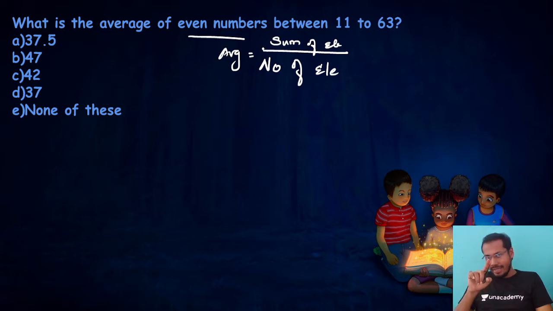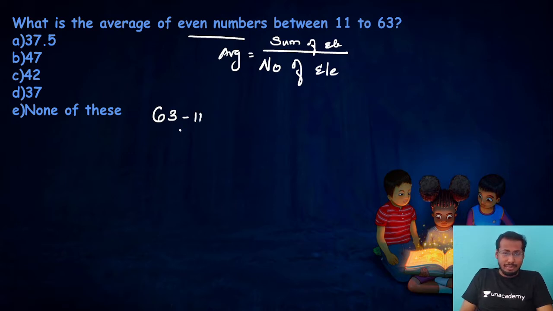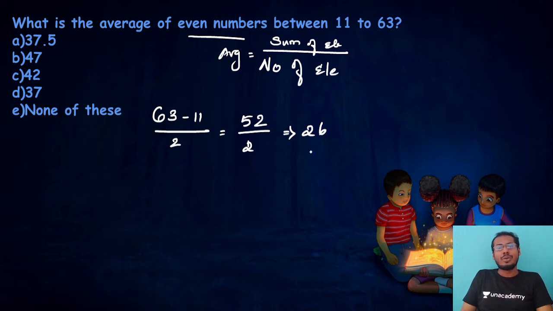So how many elements are there between 11 to 63? First of all, we need to know that. So I will use this method, 63 minus 11. There are so many numbers, but they need the even numbers, so divide by 2. Alternate numbers are even numbers, correct? So 63 minus 11 is 52, correct? So 52 divided by 2 is 26. So totally the number of elements is 26.